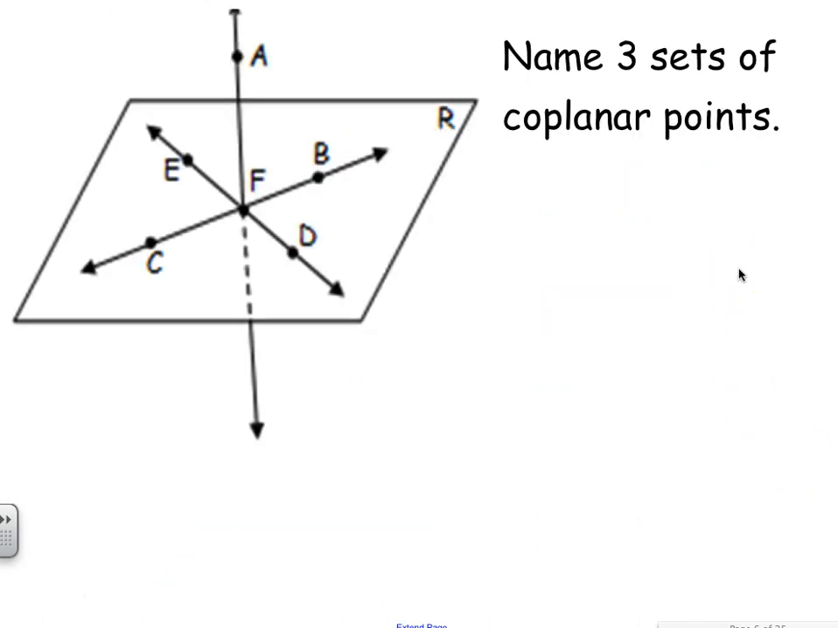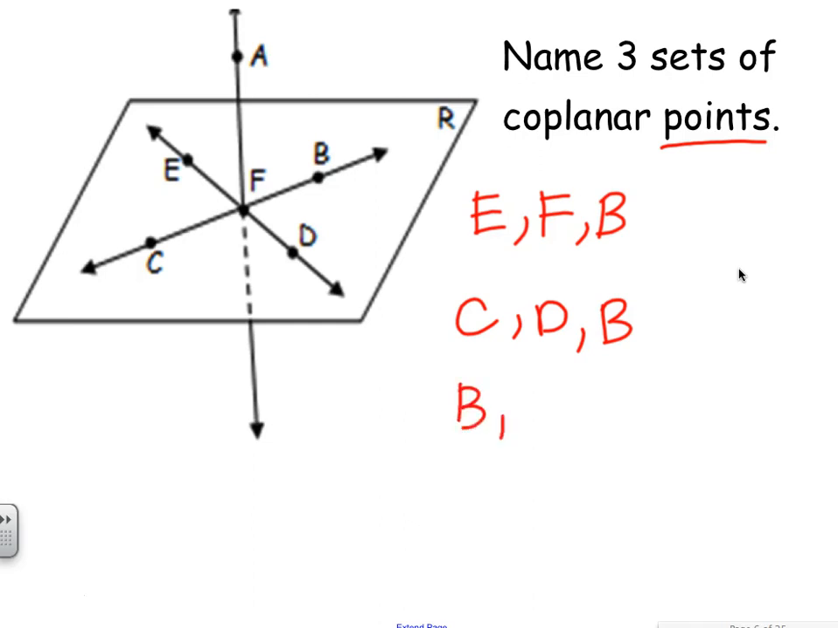All right, name 3 sets of coplanar points, said to be on the same plane. For example, oh wait, I don't need to write plane because I want points. So E is on the same plane as F and B. So those are all 3 on the same plane. Could have also said C, D, and B. They're all on the same plane, as well as B, F, E. Just make sure you don't use A or R, because R is not a point and A is not on the plane.